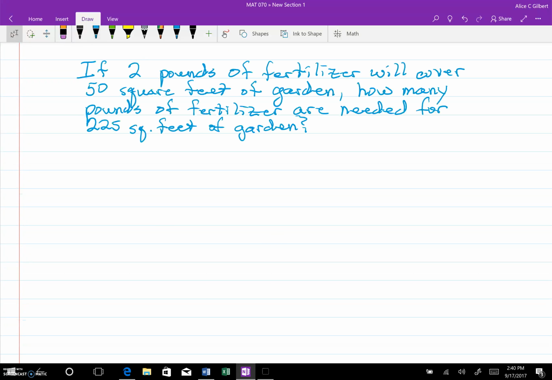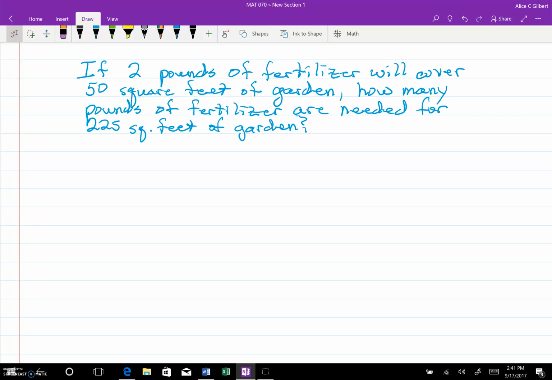All right, so I have this applied problem, a word problem, you know it as, but we will call them applied problems because that's what they are. So if 2 pounds of fertilizer will cover 50 square feet of garden, how many pounds of fertilizer are needed for 225 square feet of garden?